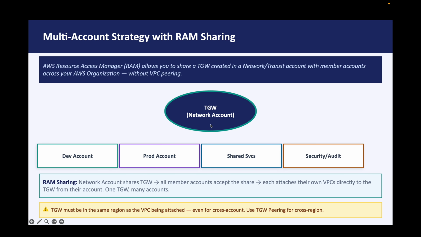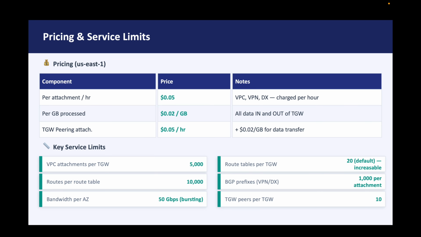So I have given the diagram as well. Transit gateway in the network account, you can set up with dev, prod, shared. Basically you have the organization, so you can set it up. And for the RAM sharing, we have a network account sharing the transit gateway, and all member accounts accept the share. Each attaches their own VPC directly to the transit gateway from their account. One transit gateway, many accounts. So this is the basic multi-account strategy. It is used at the enterprise level. I will show you the demo of how transit gateway works. Next one is pricing and service limit.